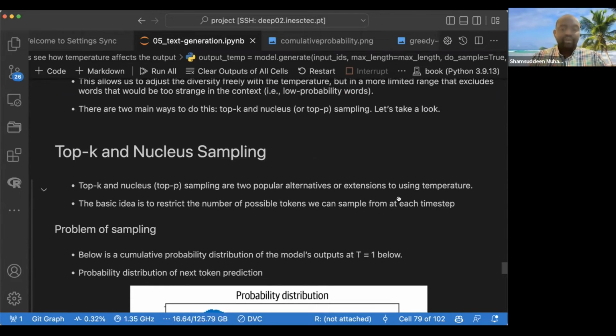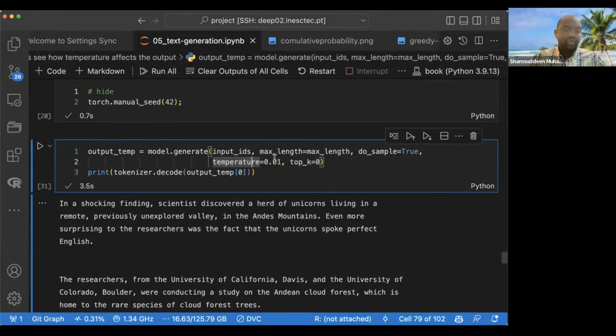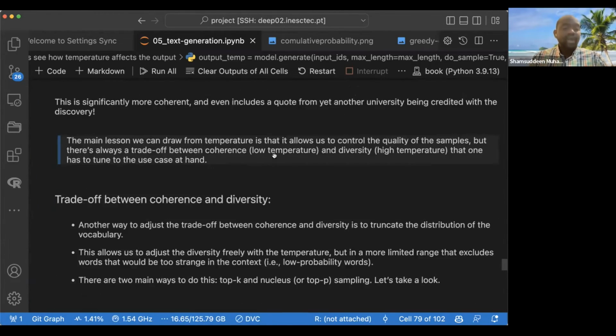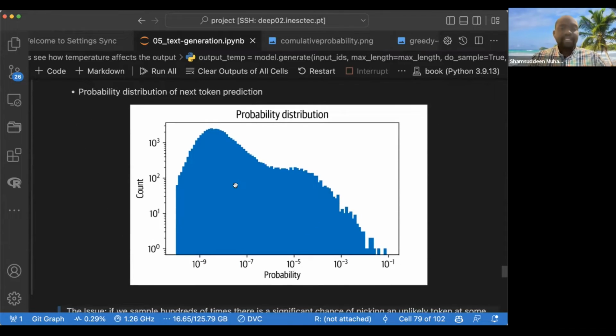It is basically an extension of using temperature, to achieve what we discussed about that trade-off. You can see they said it's just an extension of using temperature. The basic idea is to restrict the number of possible tokens we can sample from at each time step. So the basic idea is that we restrict the number of samples that we are going to use.